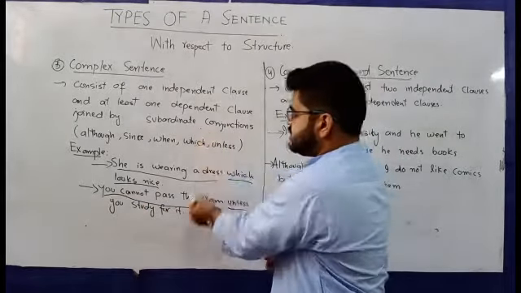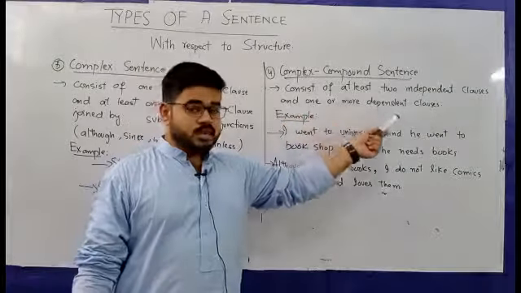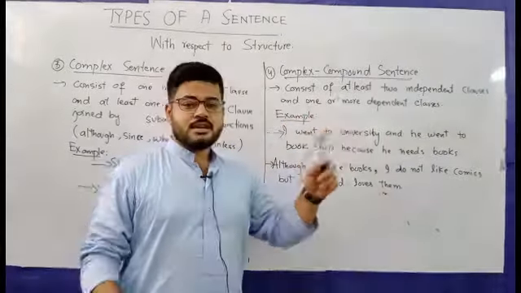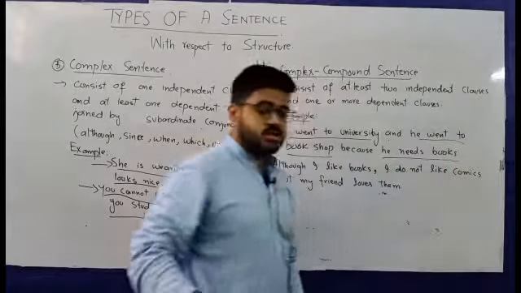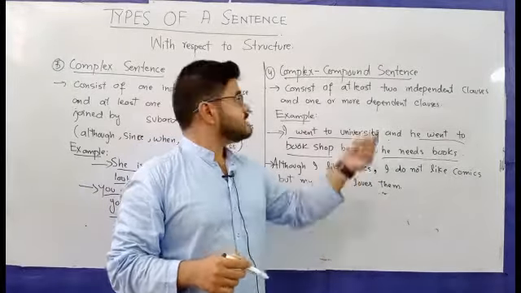Now the fourth and last type of a sentence is the complex compound sentence. It is a long sentence and it has at least two independent clauses and one or more dependent clauses. So when we are reading or studying and come to long sentences, those are basically complex compound sentences. Look at the examples. I went to university, one clause, and he went to the bookshop, another clause. He needs books, third clause. So there are three clauses in this sentence and it is a complex compound sentence.